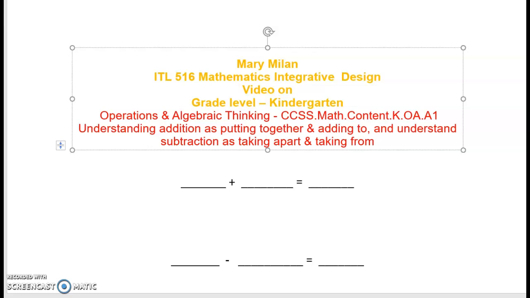My grade level is kindergarten, operations and algebraic thinking. It is the Common Core State Standards, Math, CCSS.Math.Content.K.OA.A.1: Understanding addition as putting together and adding to, and understand subtraction as taking apart and taking from.